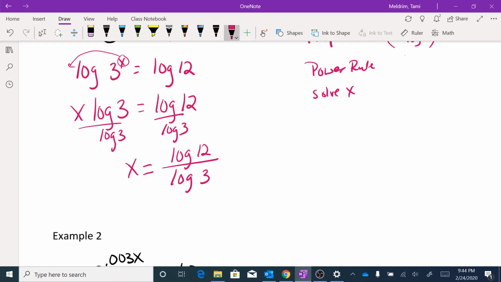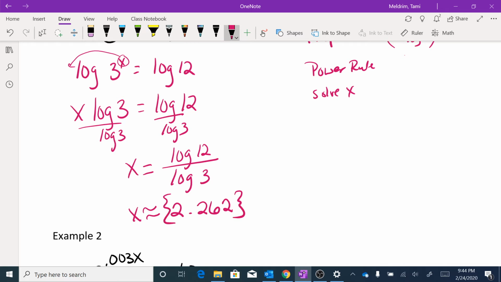Now, when you put this in your calculator, it needs to be the log of 12. You need to either close off the parentheses, or put equals after that, and then divide it by log of 3. Okay, otherwise you're not going to have the right answer. So, when you put that in your calculator, your x is going to be approximately, if I round to 3 decimal places, 2.262. And that is my solution.